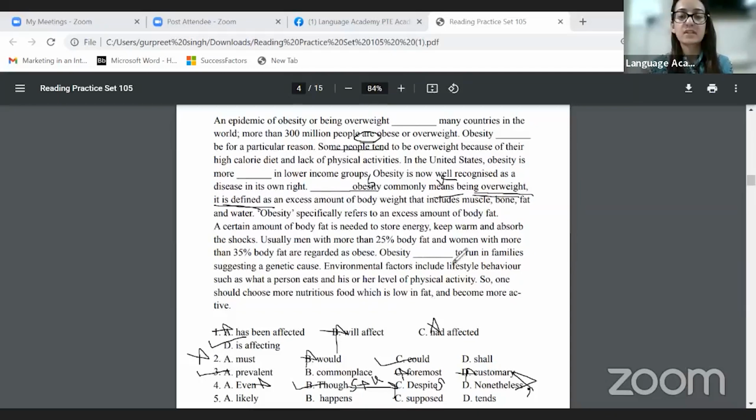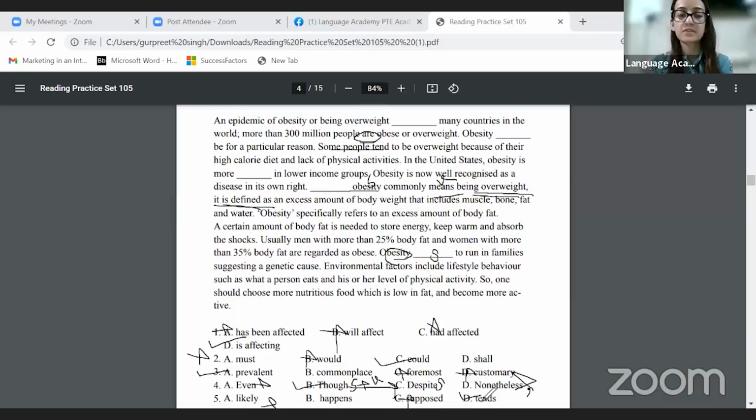Then they say obesity dash to run in families, suggesting a genetic cause. Obesity will be considered as singular. So we need a plural with verb with s. So obesity likely to is not possible, supposed is not possible. So we have happens and tends. Obesity happens to run or obesity tends to run. So we are just taking a possibility again, because not every obesity runs in families. So we'll say tends to means is likely to run. Possibility that it runs in families in genes as a genetic cause.